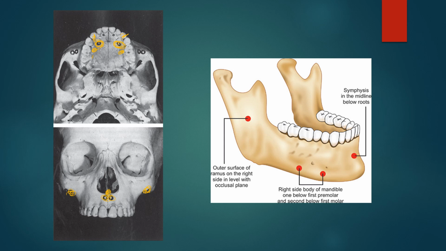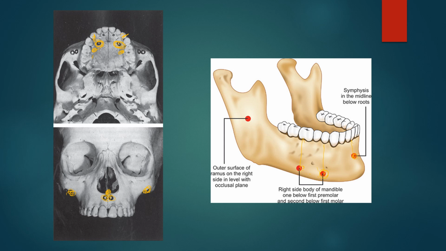Then in case of mandible, the first one is the anterior aspect of the symphysis, in the midline below the root tips. Then two pins on the right side of the mandibular body. One pin below the first premolar, and the second pin below the second premolar or the first molar.